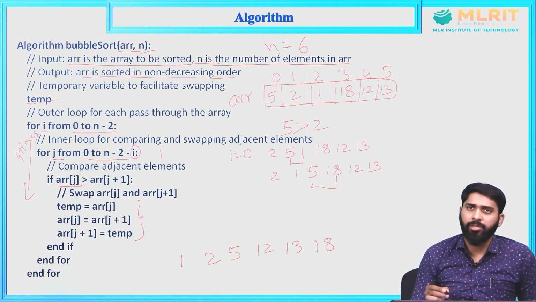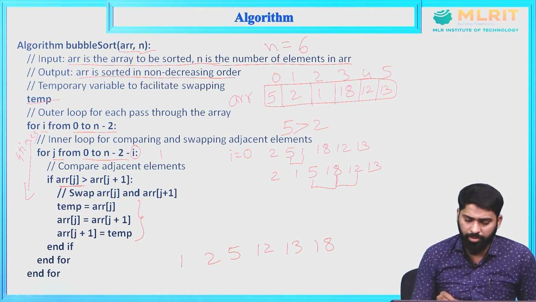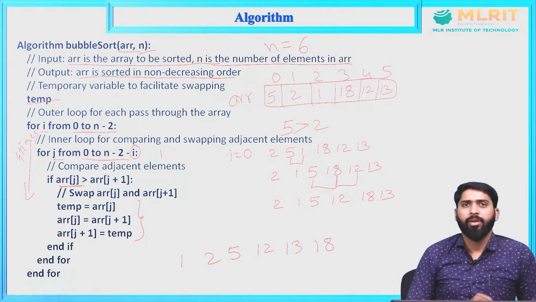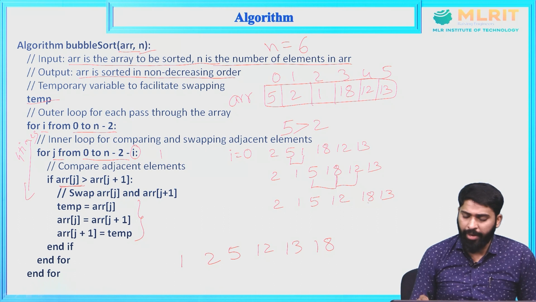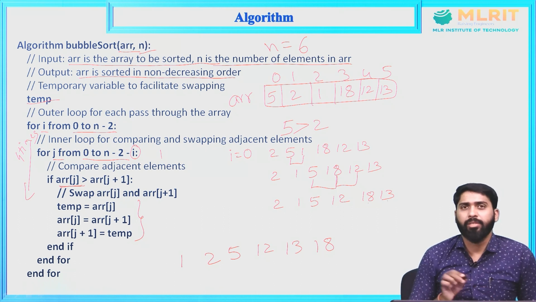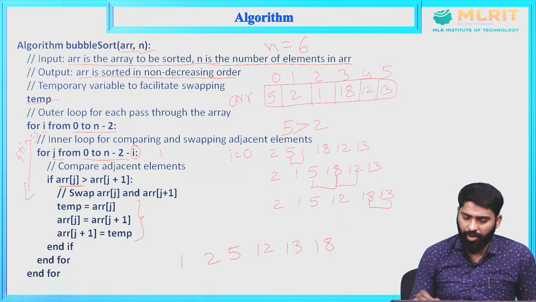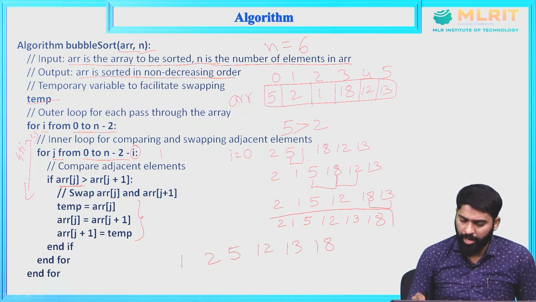In the next iteration, j plus plus, now 18 and 12. Yes, 18 is greater than 12. So it is 2, 1, 5, 12, 18, 13. In the next iteration you compare 18 with 13. Yes, 18 is greater. So swap: 2, 1, 5, 12, 13, 18. So this is the resultant array after the first iteration.